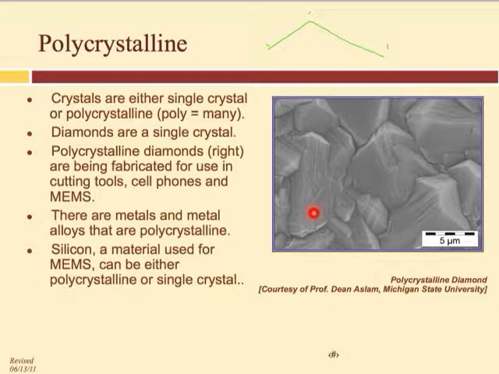Oh no, this one's diamond. Okay, so this is actually carbon. But polycrystalline silicon looks the same, okay? So this is actually diamond, but it's a polycrystalline diamond that was deposited onto a wafer by Dr. Dean Oslam at Michigan State University. So he's coating things with diamond, okay? Pretty cool stuff. So what do you think that would be good for if I coated something with crystalline diamond?